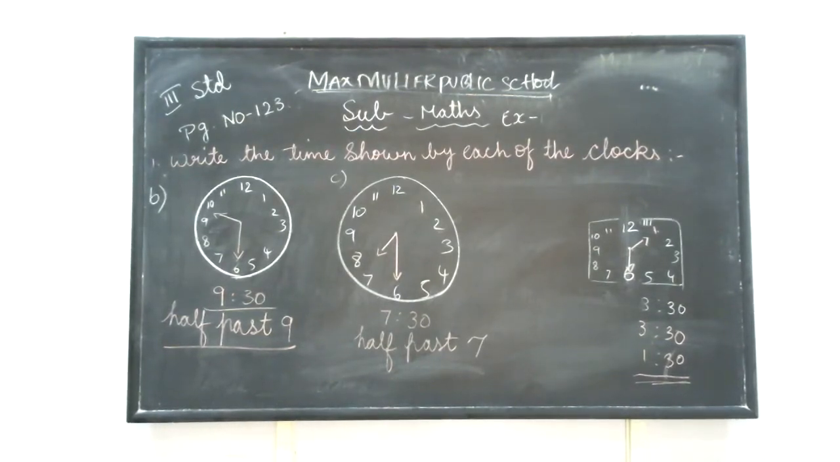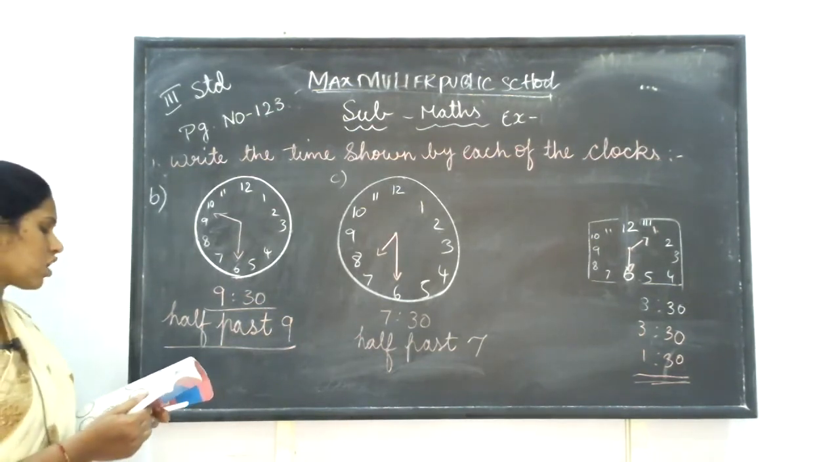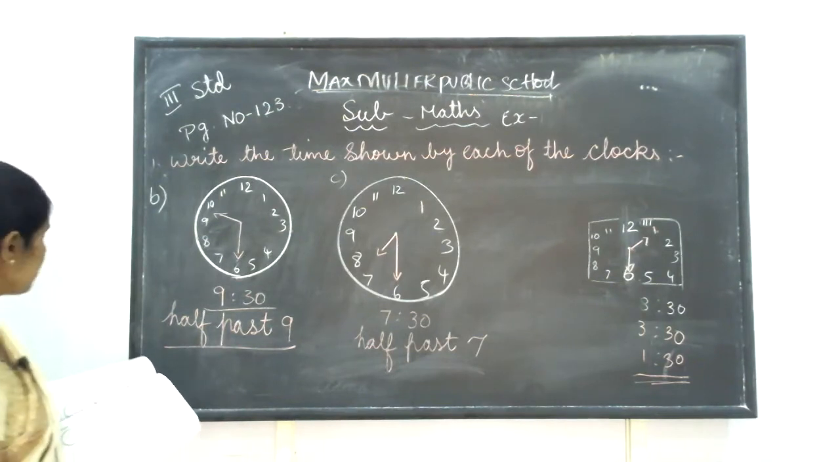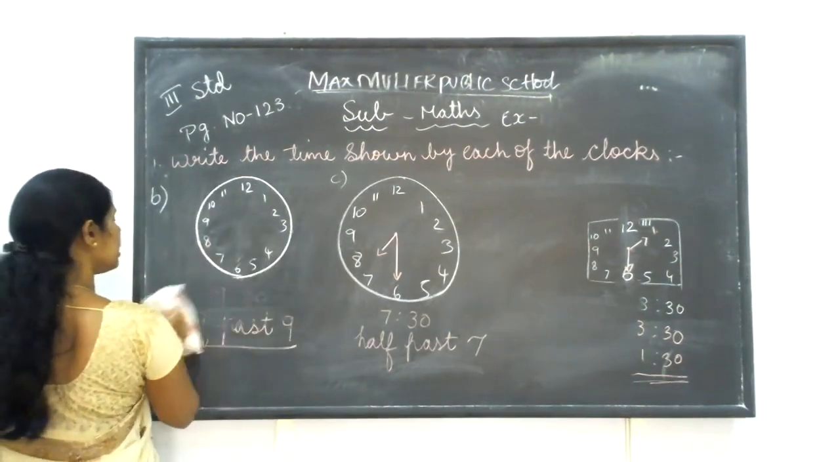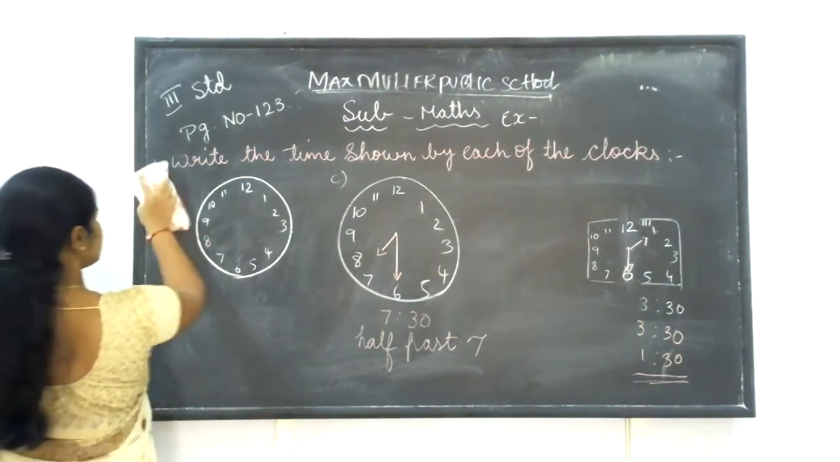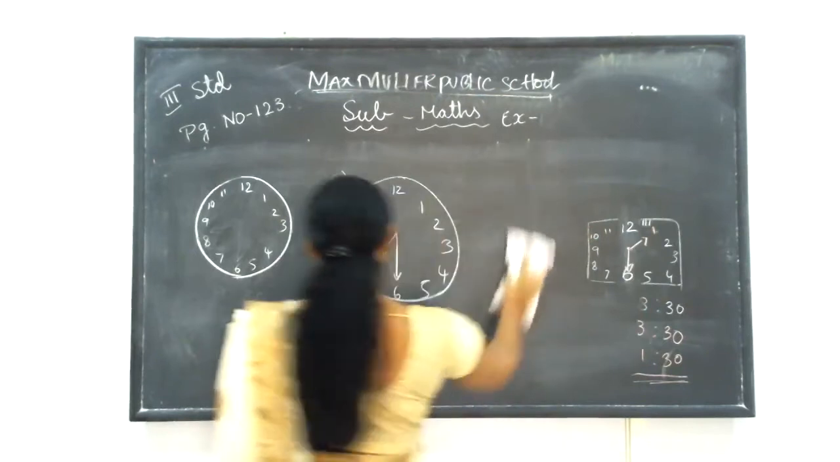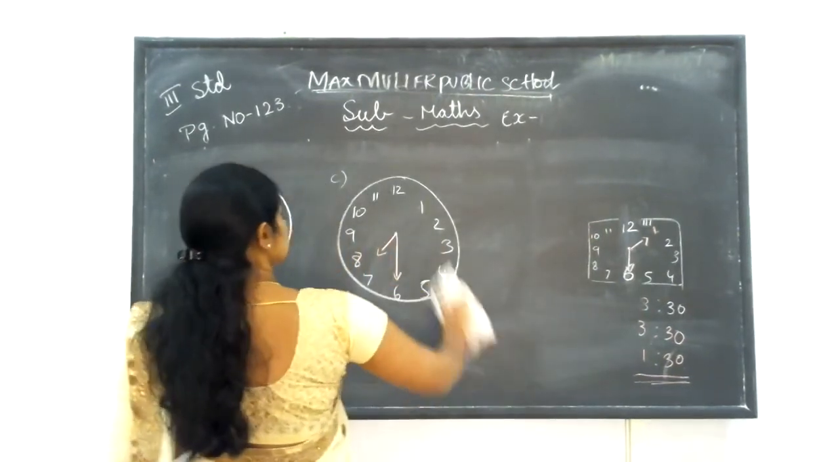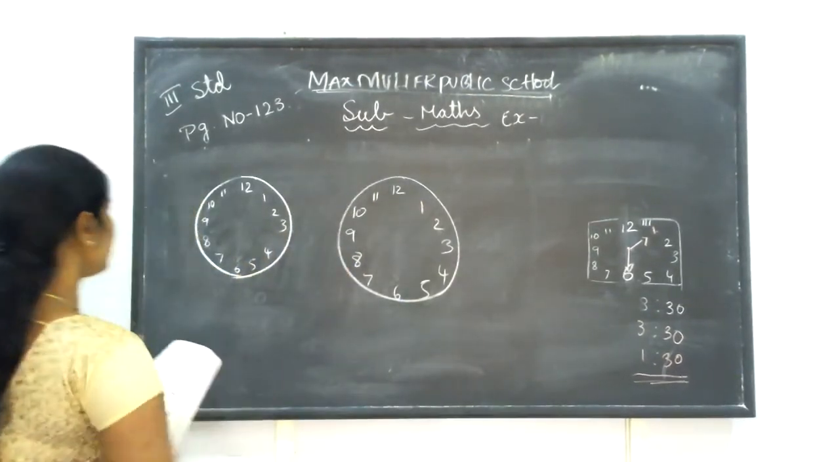Finished? The next one: draw the hour hand and minute hand according to the time given below. Hour hand means the short hand, and minute hand means the long hand. The time is given, so you have to see the time and draw the short hand and the long hand. The first one: half past 10, half past 7 means 7:30, 8:30, like that. Understood, all of you?